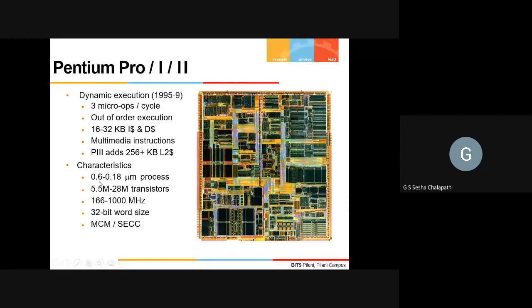Then the Intel Pentium Pro and Pentium 2 were in 1995 to 1999. It was again 600 nanometer to 0.18 micrometer, and it also had a 32-bit word size, right? And it performed 3 micro operations per cycle. Micro operations basically means one instruction is composed of multiple small instructions, each doing a small function of a larger instruction. We'll come to it later.